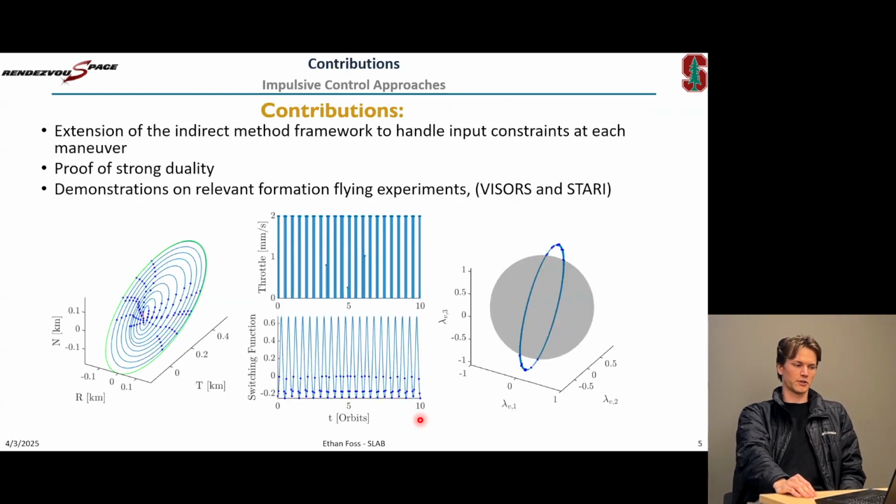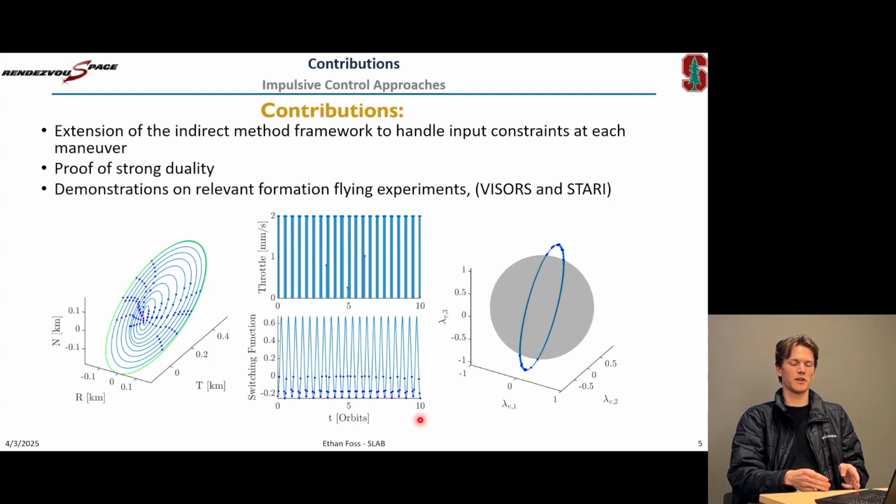So the contributions that I'll outline in this presentation revolve around the extension of the indirect method framework to handle the input constraints at each maneuver. This is a very practical constraint to consider in that at any given impulse, there is a limited amount of input actuation that you want to allow for.